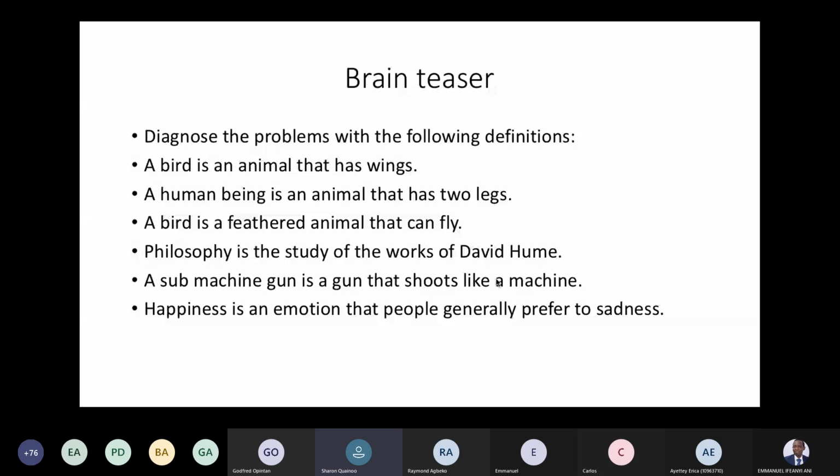Please, this one too is too broad. A feathered animal that can fly. So, okay, birds are just a subset of all the feathered animals that can fly. Yes, sir. Okay. So the next one: philosophy is the study of the world.